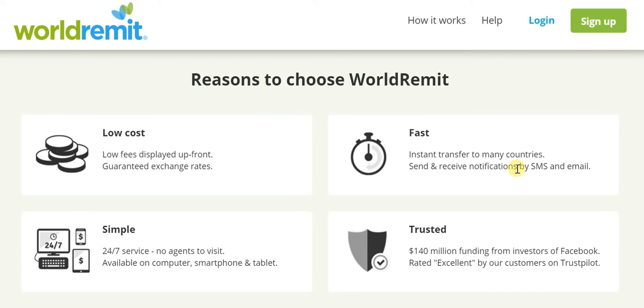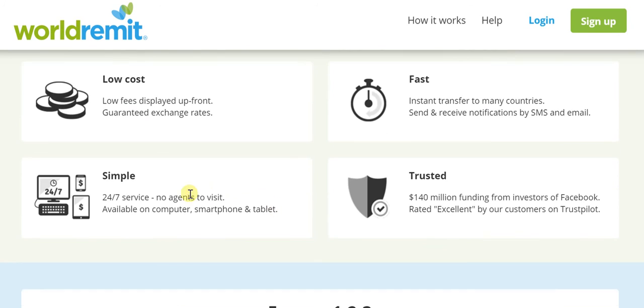And yes, this is perhaps the biggest advantage as far as WorldRemit is concerned. It is really simple. It's 24/7. You don't need to visit any agent like Western Union. As long as you have a computer, smartphone or tablet, any such device which allows you to connect online, you can simply connect to WorldRemit and then go through the whole transfer process.